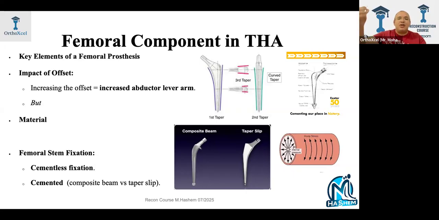Nowadays, we moved back to the old idea of Charnley, which is the taper slip. That's why every stem in your hand today, if you're doing a cemented hip arthroplasty, Exeter, C-stem, whatever you're using as a cemented stem, you will find it either single tapered. Most of them now are double tapered or triple tapered, and most of them depend on the idea of controlled subsidence and hoop stresses, or what's called the taper slip. I hope this is clear for you.